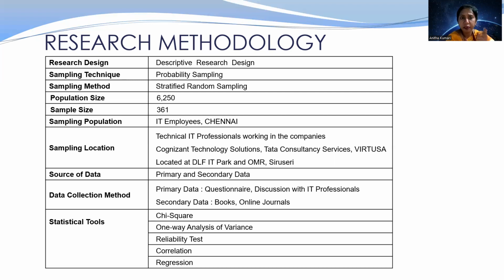Probability, in the sense, is when there is a chance to participate in a survey. Non-probability is a 0% chance. This is the explanation for this. Then state your population size. What is called population size? The entire total number of employees in your company is called your population size.